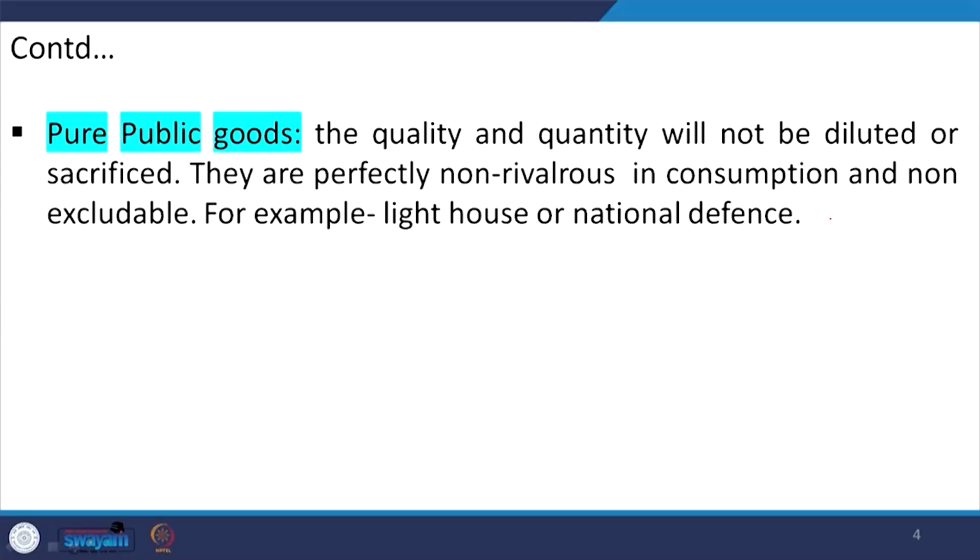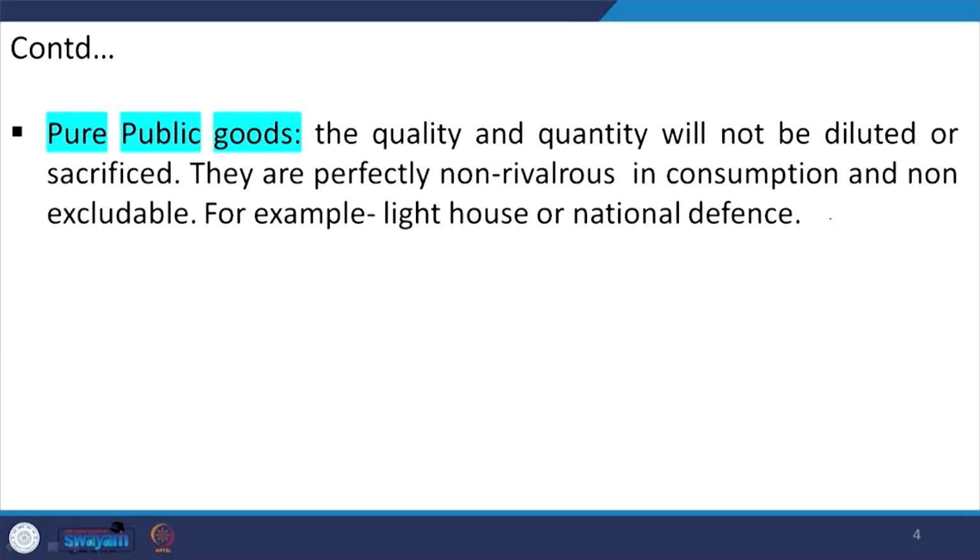And for the rest of the examples, we can argue whether they qualify these two criteria or not, and accordingly you can say whether it falls under the ambit of public good or not. And if you go into understanding the deeper meaning of public good, then public good can also be of two types. The first is pure public good, and the second is impure public good.